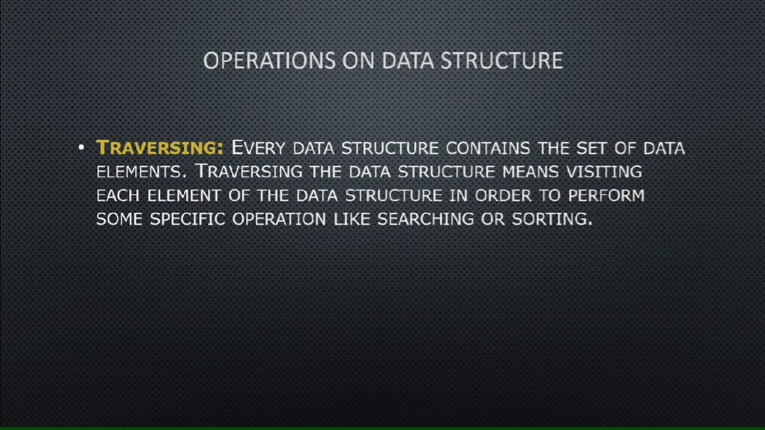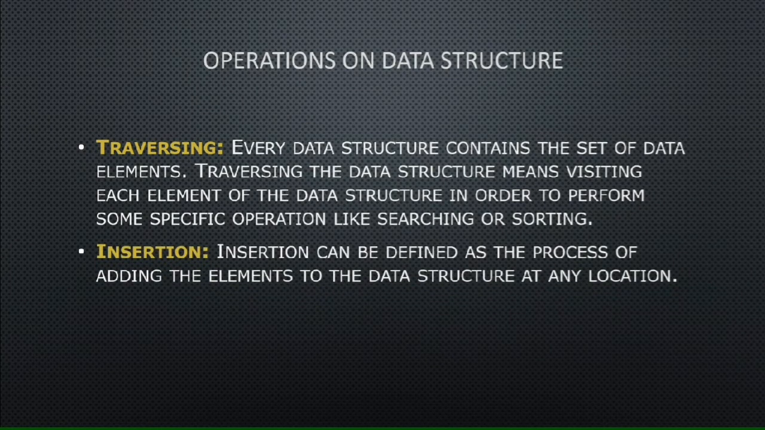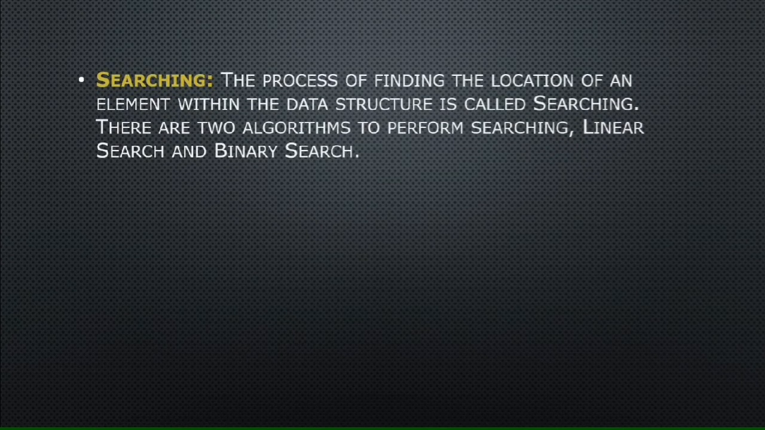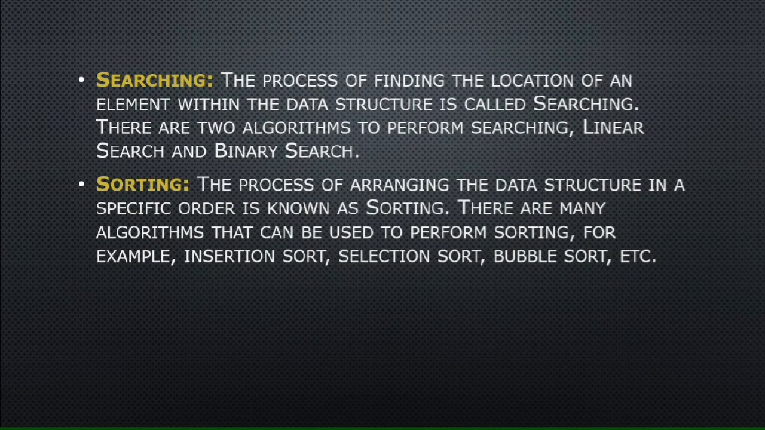Traversing means visiting each and every element of the data structure in order to perform some specific operations. The second one is insertion. Insertion can be defined as the process of adding elements to the data structure. The third one is deletion, which means the removing of an element from the data structure. The fourth one is searching, which means finding the location of an element within the data structure. Fifth one is sorting, which means arranging the data structure in a specific order.